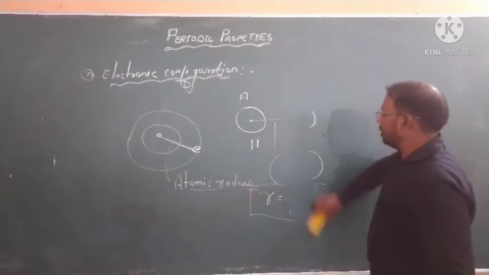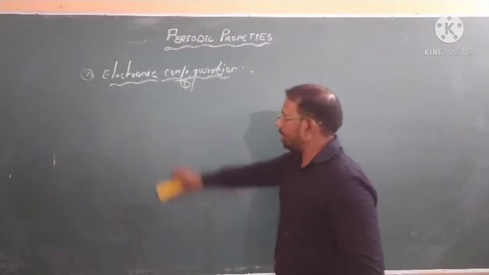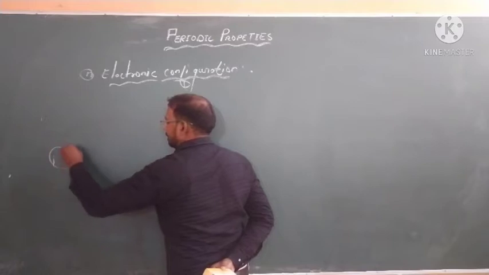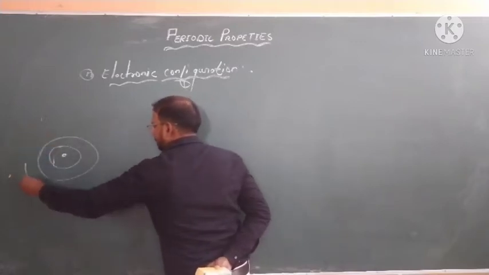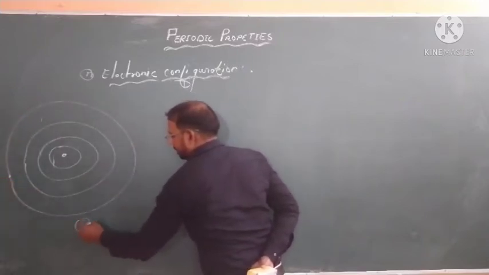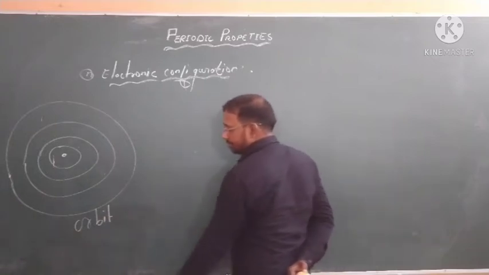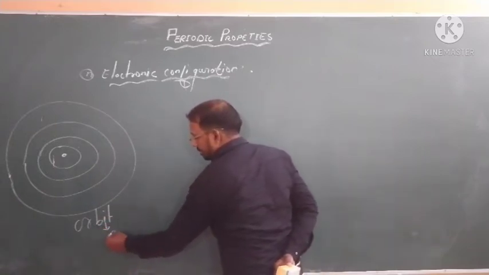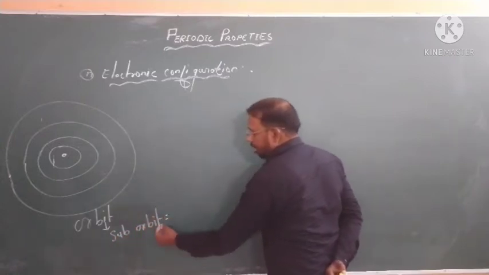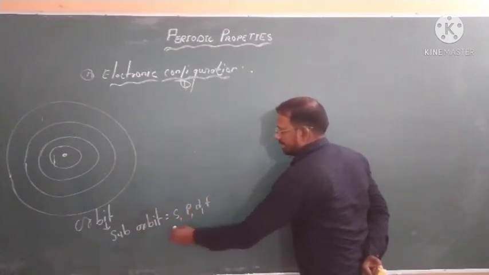Now, one thing I also discussed about the shell. Suppose this is a nucleus and there is a shell. This is known as an orbit. I said in a previous lecture this is called an orbit, and the part of an orbit is called a suborbit. And how many suborbits are there? S, P, D and F. I said that.